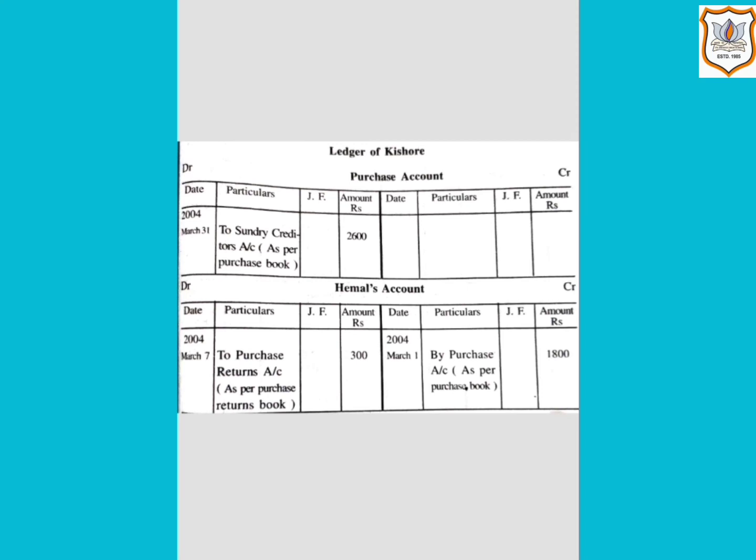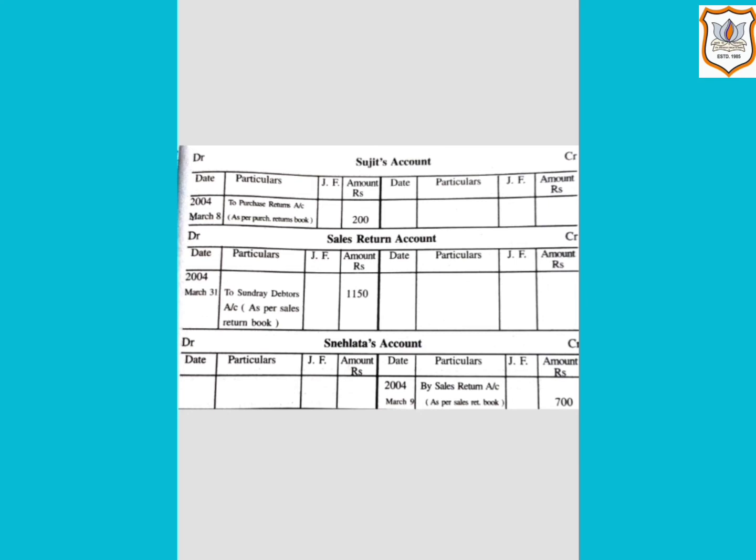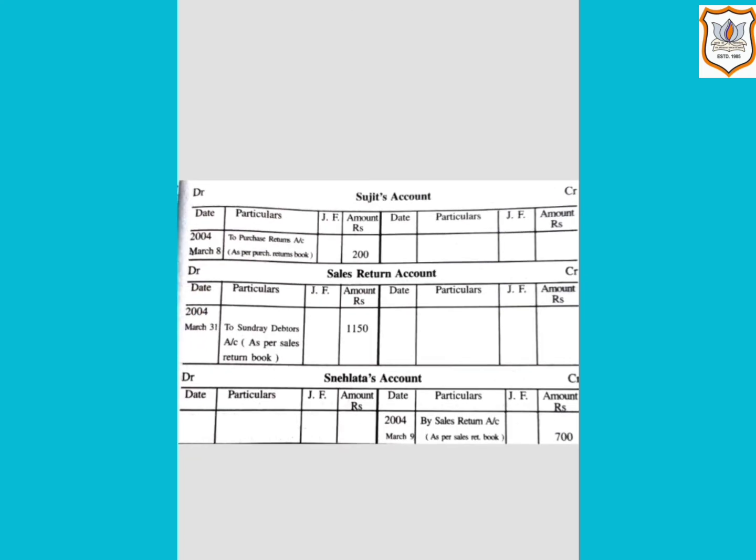The amount of the goods returned is debited to the account of the creditor or supplier. So here we have returned goods worth rupees 300 to our creditor Hemal. So we will debit it to Hemal's account. And in particular column, we will write to purchase return account. Then we return goods to our another creditor, that is Sujit. So we will record it on debit side of Sujit's account. Here it is 200 on debit side. Sujit and Hemal are our creditors.